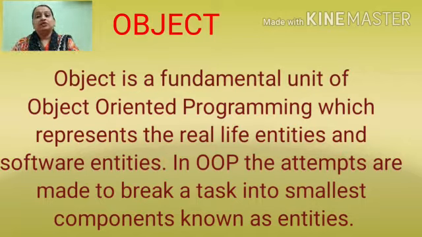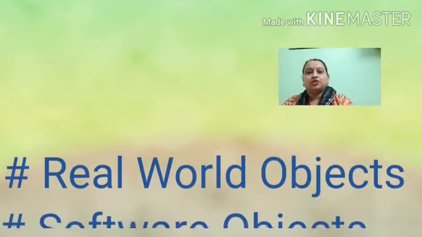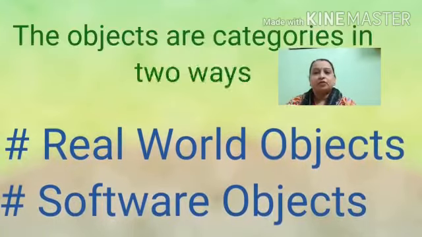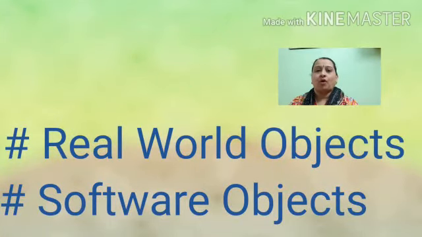So, the smallest part which helps us to write the program, like int a, or the input method, the smallest part of the program which helps us to make a complete program. Objects are categorized into two ways: real world objects and software objects.